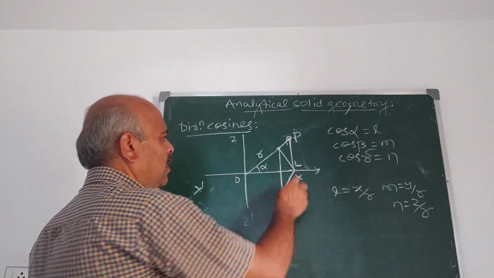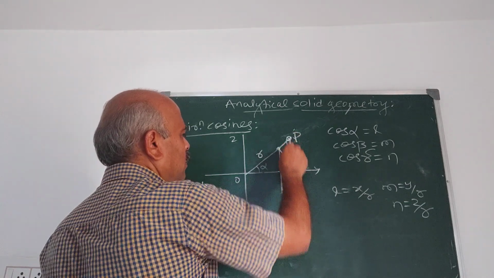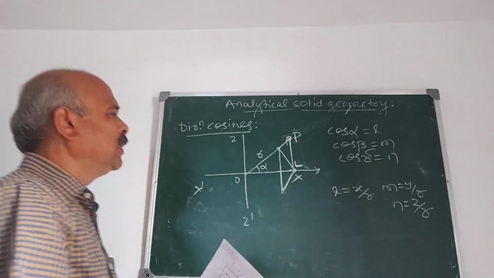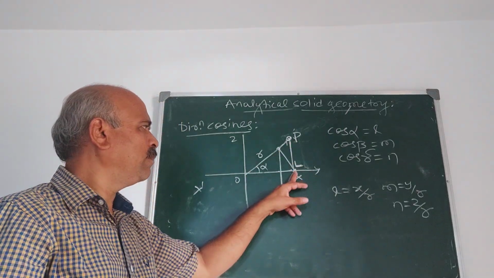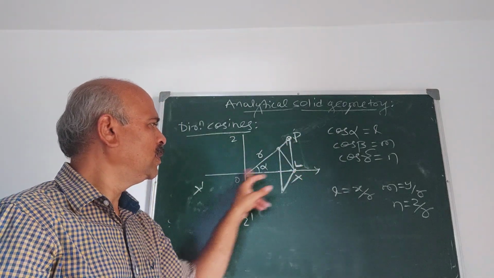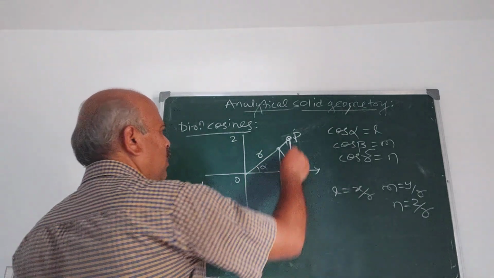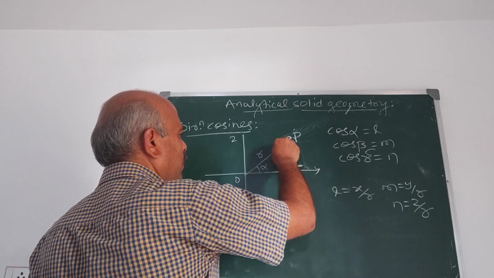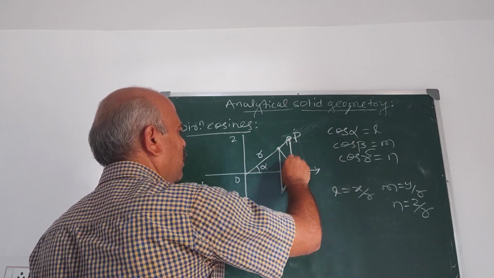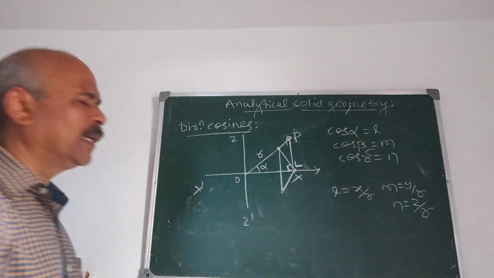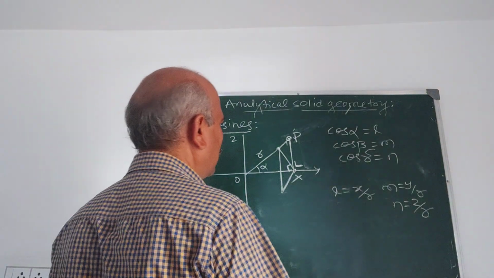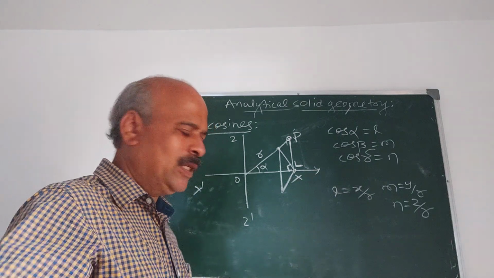And this point L is the foot of the perpendicular drawn from P to this line. Therefore, this is perpendicular now. This is perpendicular. Correct? PL is, sorry, just a minute.